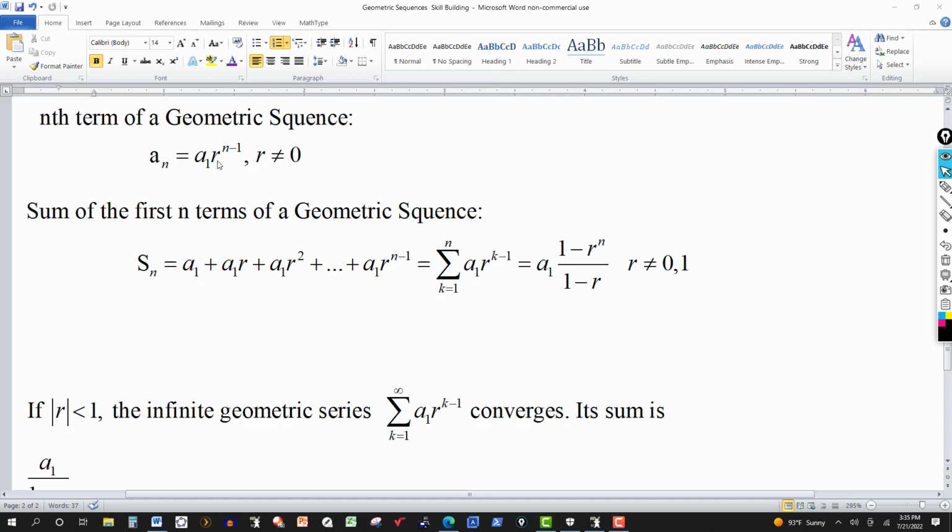Remember, if you take any consecutive terms of the geometric sequence and form a ratio, it's constant throughout. You get the same number. If you want to add the first n terms of a geometric sequence, you have your summation formula, and that simplifies to a1, where a1 again is the first term, times 1 minus r to the n, where r is the common ratio, over 1 minus r. r cannot be 0 or 1. Then later on we'll look at infinite geometric series.